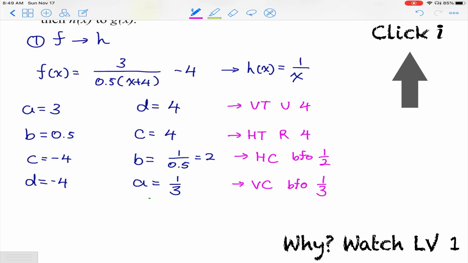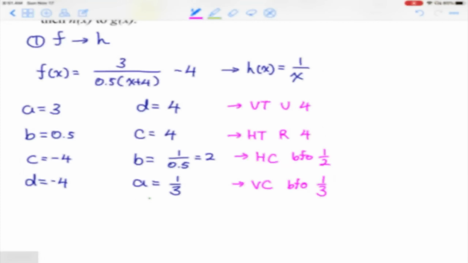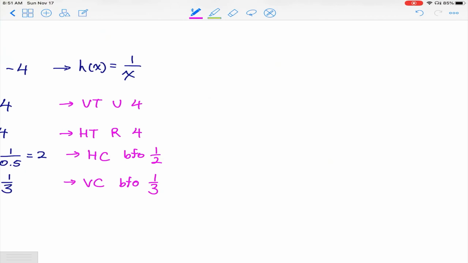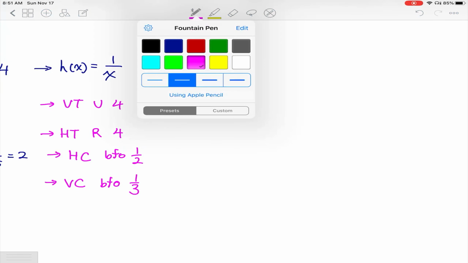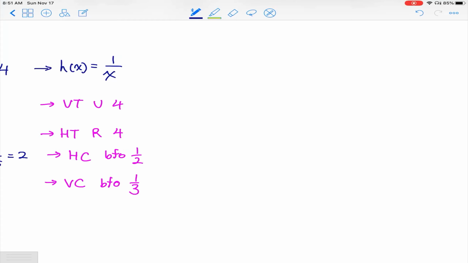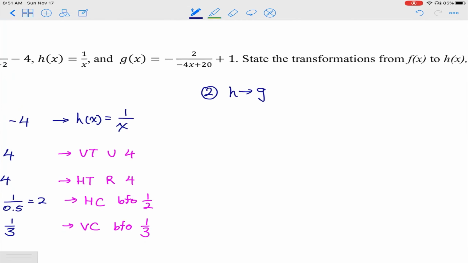Now the next one that we have to do is from h to g. Let's take a look at h to g. Now h to g is very straightforward since it's just a regular transformation. So the second step here is from h to g. However, g is also not in the proper form since, as you can see, that negative 4 is not factored out. So make sure you change everything. Let's do that first.